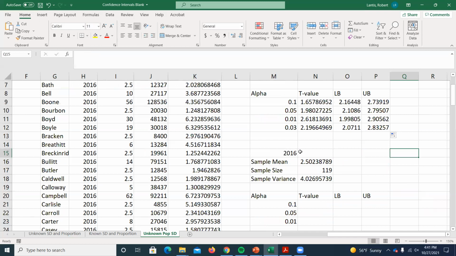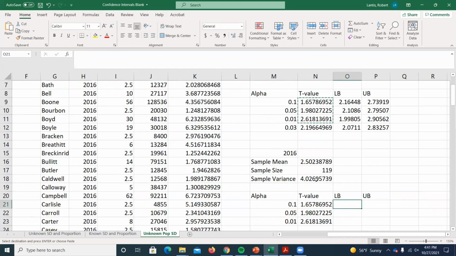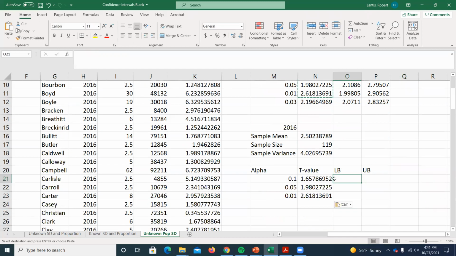All right. So I can do the exact same thing for 2016. At this point, I don't really need to type this in again. It should be the exact same student T values here, because I have the exact same sample size.